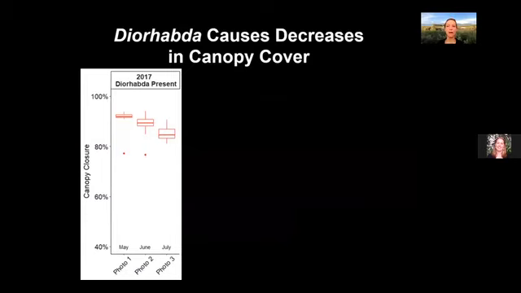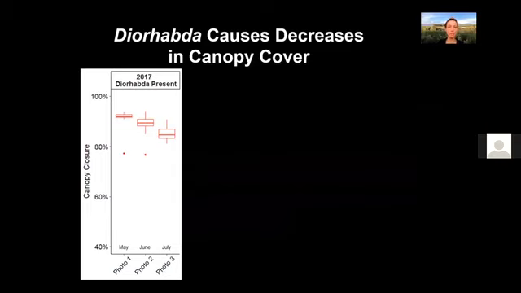However, we see the opposite trend in sites impacted by Diorabda. So this graph shows canopy cover as measured by hemispherical photography, and one of our monitoring sites has been hit hardest by the Tamarisk beetle, DL12 North. I'm going to continue to use this site as the example throughout this talk. As you can see, canopy cover declines throughout the breeding season as defoliation occurs.